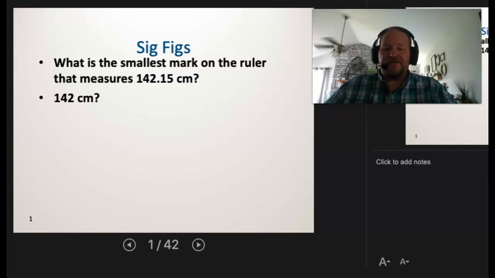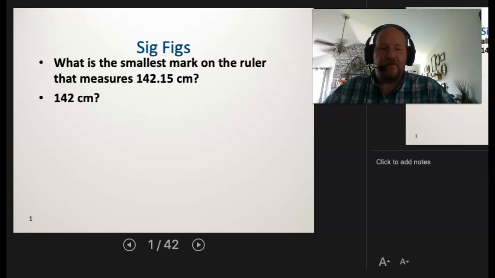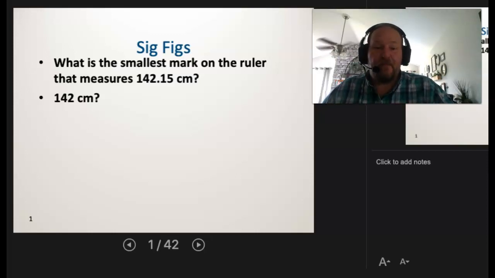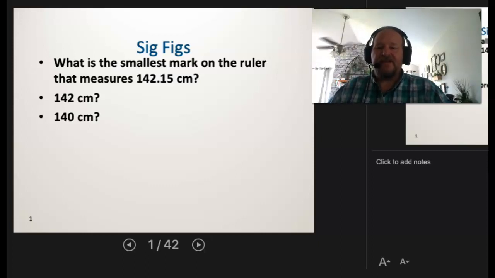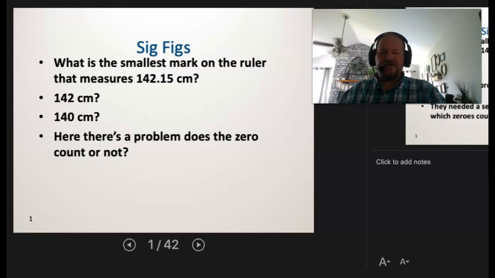I gave you a few examples here. We said 142.15. We noted that the 5 was the estimate, which meant the ruler measured to the tenth of a centimeter. Then I said, okay, what if we had 142 centimeters? We said that the ones place is the estimate, and that means the mark was at the tens of centimeters. And then I said 140, and I told you there's a problem there. Then I didn't give you any answers and left it right there.